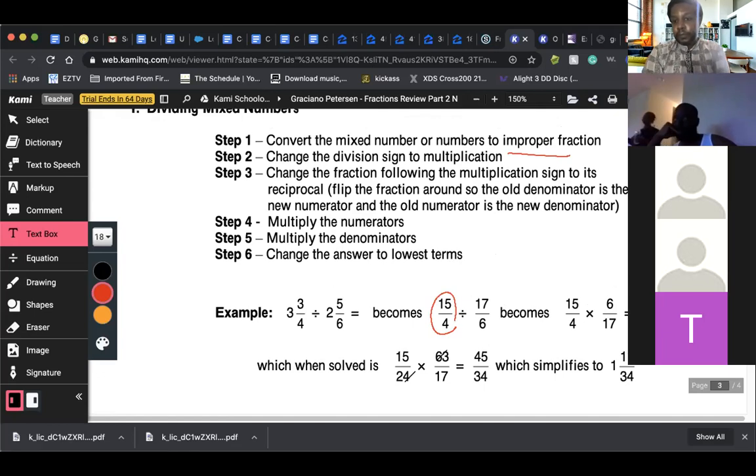Convert first, Mr. G. Excuse me? Convert, skip, flip, and then multiply? Yes, convert. Exactly. Convert, and then skip, flip, multiply.